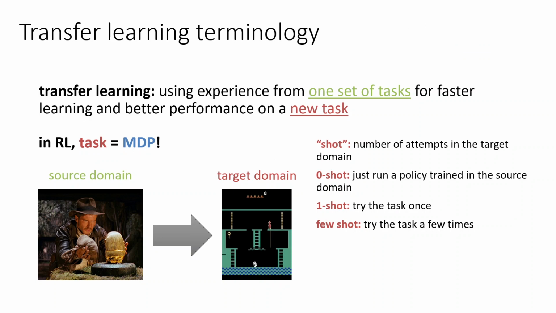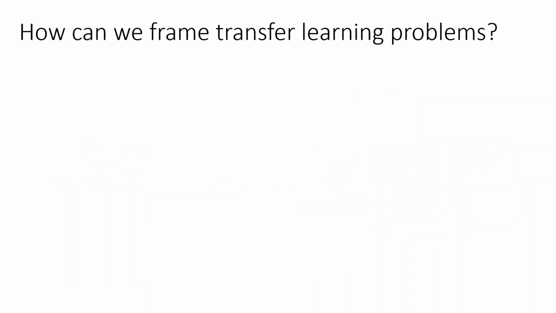So these are not necessarily very precise terms, but it can provide a good indication if you read a paper and you see 1 shot or 0 shot, to get a sense for what's going on. All right, so how can we frame these transfer learning problems?